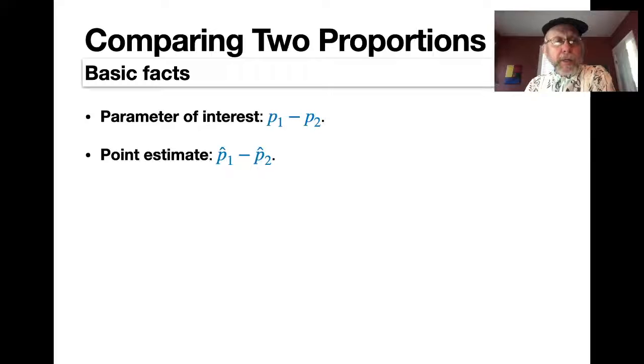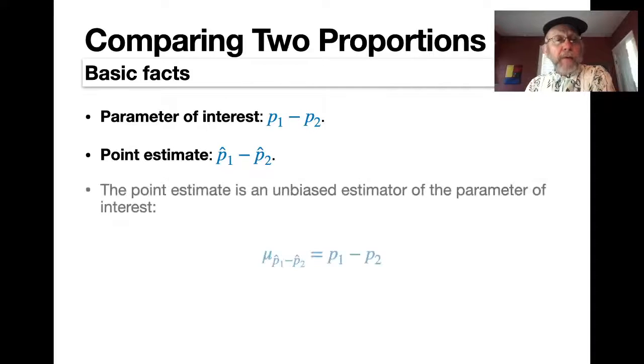The point estimate is a sample statistic, so it varies from sample to sample, and we're going to need to know about the sampling distribution of our point estimate. The first fact to understand is that it, like pretty much all of our point estimates up to this point, is an unbiased estimator of the parameter of interest. That means that the mean of our point estimate, the mean value of P1 hat minus P2 hat, is equal to the difference P1 minus P2 of our true population proportions.